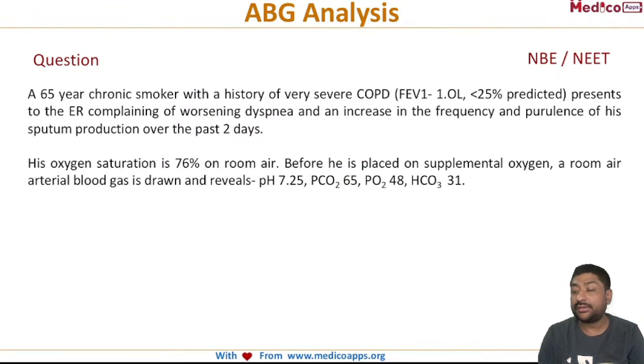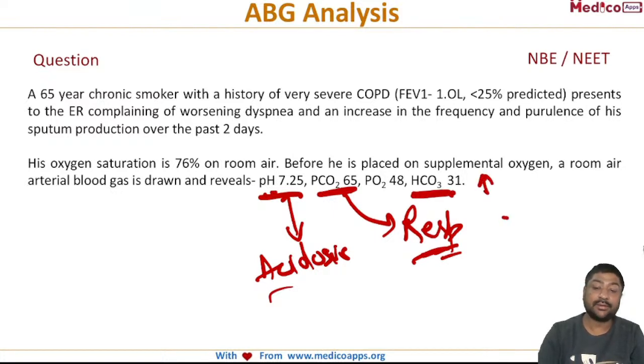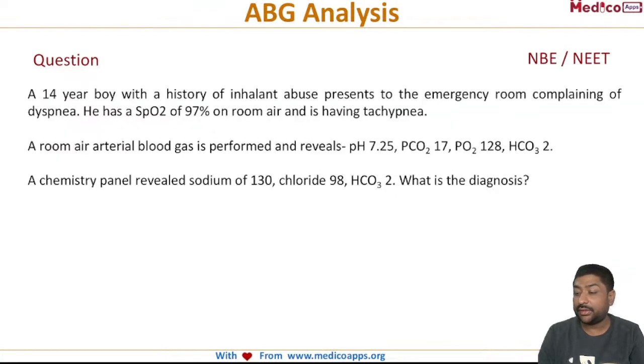Let's look at this question. A 65-year-old, chronic smoker, COPD, whatever, I'll not read anything. I'll just look at the pH. Now, pH tells me it is acidosis. PCO2 tells me it is respiratory in nature. Because bicarbonate is increased, we know it is partially compensated. Again, any doubt?